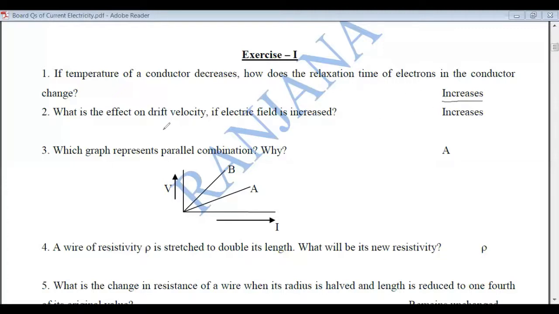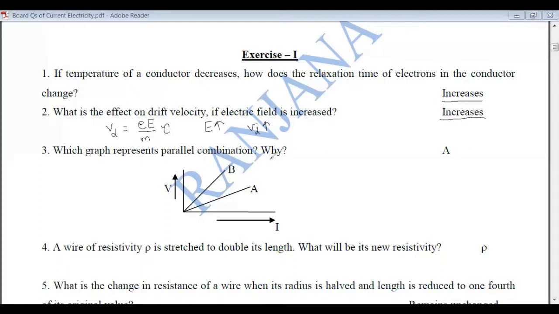The next question is, what is the effect on drift velocity if the electric field is increased? We know that the expression of the drift velocity is given by eE upon m into tau. Now when the electric field is increased, we see that the drift velocity also increases. So hence the drift velocity increases.